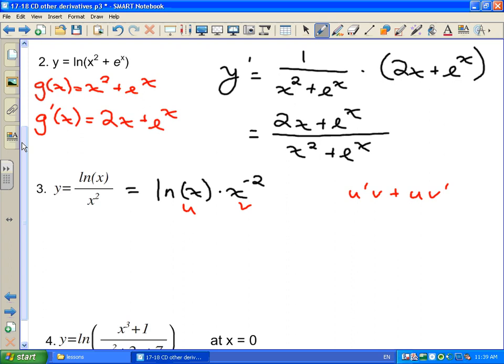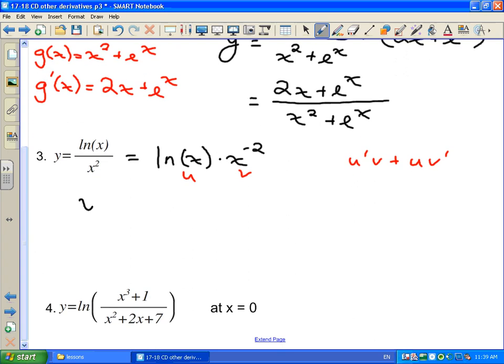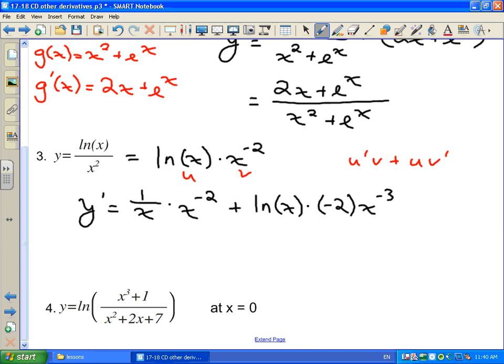So let's just go ahead and work out our derivative here. y prime is going to be, let's see, the derivative of u, which is ln x, so we just apply the rule. The derivative of ln x is 1 over x. Multiply that by v, which is x to the minus 2, plus our original u, which is ln x, and we're going to multiply that by v prime. So we're taking the derivative of x to the negative 2, so let's bring down the negative 2 and subtract 1 from our exponent. So we get negative 2x to the negative 3.